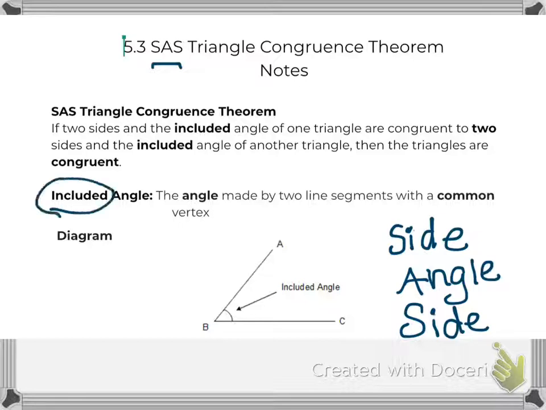So this included angle idea, think of what included means. It means something that is part of. So if I look at this angle here, I have side AB, and then I have side BC. The angle that they form, so this angle here that would be formed by those two sides, would be called my included angle. So again, think of it as being like part of. It's part of those two sides. It's made by those two sides. So officially, the angle made by two line segments with a common vertex. And for line segment, that could be a ray or a line as well.